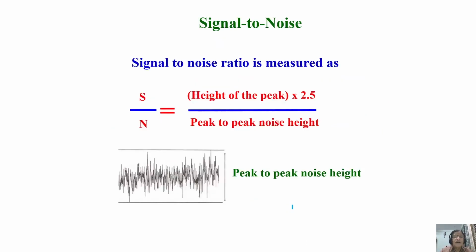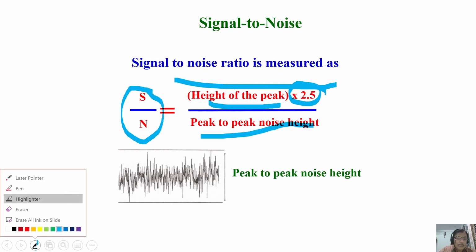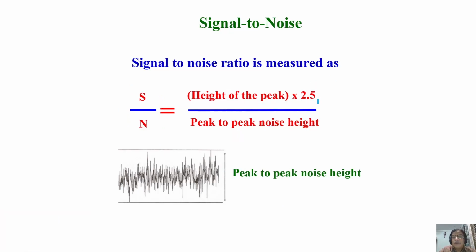That depends upon a factor, a parameter called signal to noise. The signal to noise ratio is measured as S by N. I'm selecting a region for which I have to find the signal to noise ratio. In that region, if there's a peak, I'll find out the height of the peak, multiply by 2.5, and divide by the peak to peak noise height.